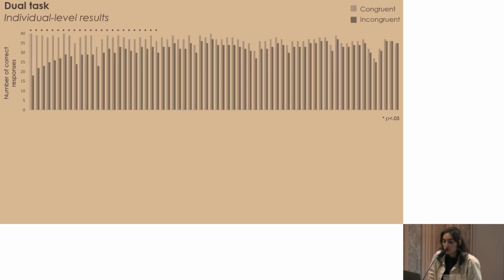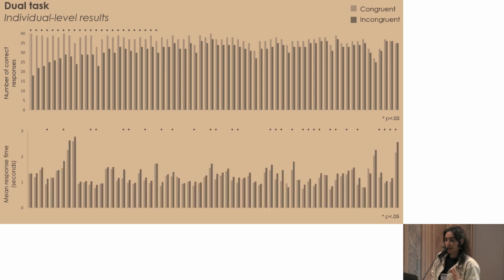In the first graph, the y-axis shows the number of correct responses for the congruent condition in light gray and the incongruent condition in dark gray for all participants. We order participants from left to right, starting with the ones who showed a larger difference in accuracy between both conditions. All the asterisks on top correspond to a significant congruency effect assessed with exact McNemar tests. So they answered more accurately to categorize the sounds when the facial expression was congruent.